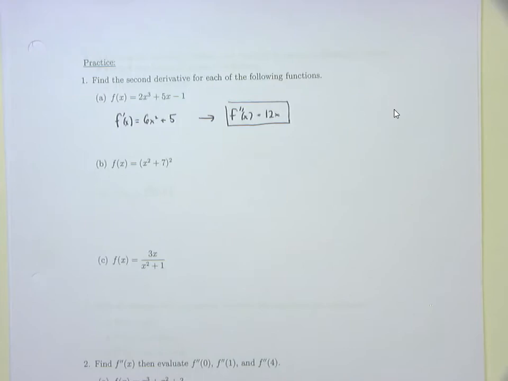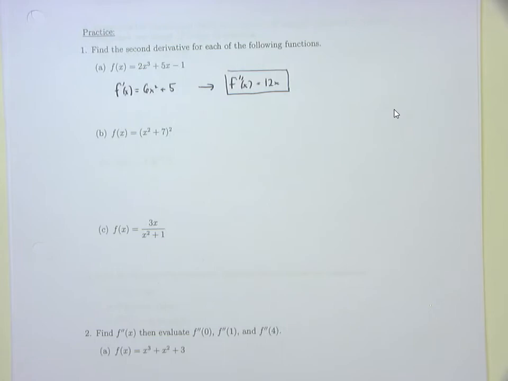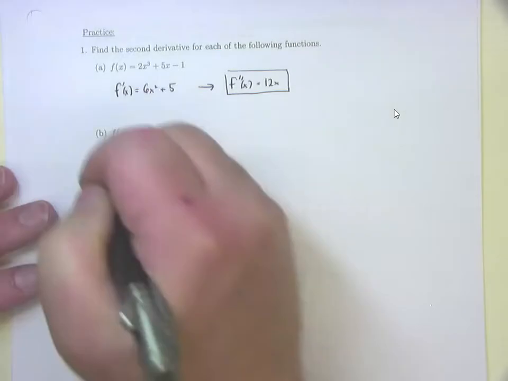Oh, but how fast is it going to be before we actually have to get a little bit harder functions? Take a look at the next guy. The next guy is this. F of x is equal to x squared plus 7, squared. But once again, to get the second derivative, you got to do the first derivative first. So here's my first derivative.